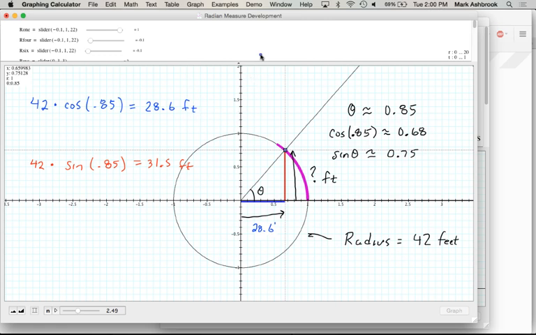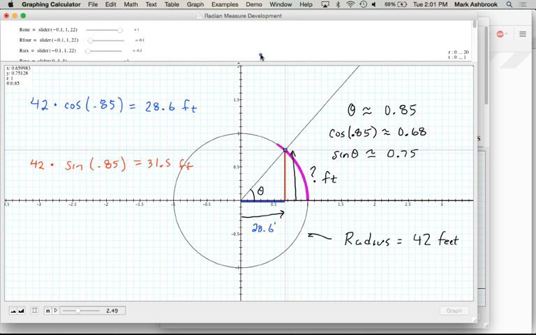So for all circles, the cosine and sine for this angle will be the same. They'll be the 0.68 and 0.75, which is what? Fraction of the radius, no matter what the radius is. But if you're given a particular radius, say 42 feet, then you can nail down now your coordinates in feet, like we just did.